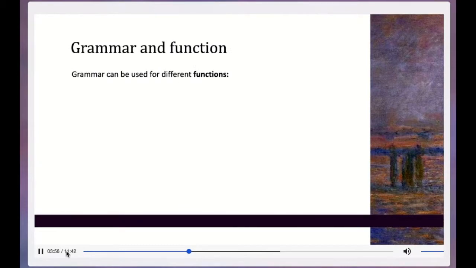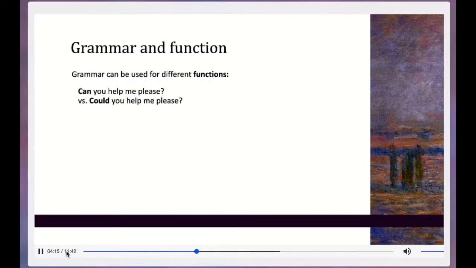Grammar can also be used to express specific functions. An example of this is how different levels of politeness can be expressed with different grammatical forms. In this case, the present and the past tense form of the verb can. Can you help me please?